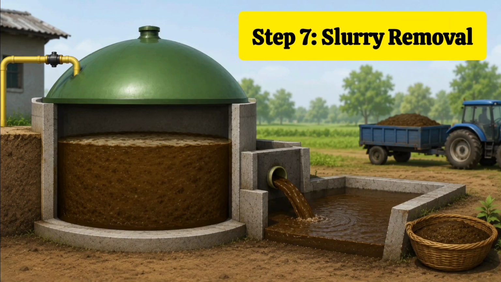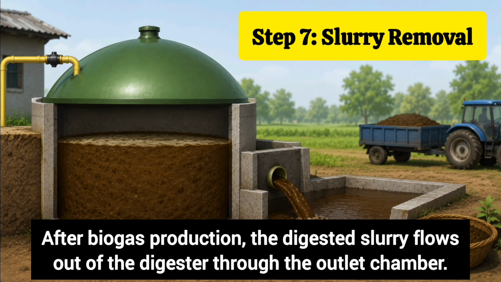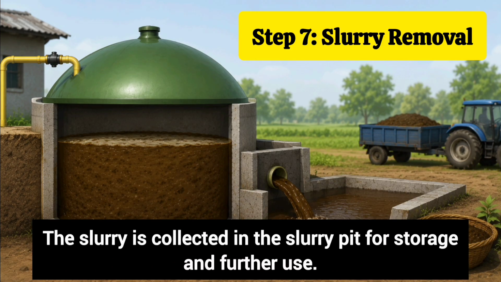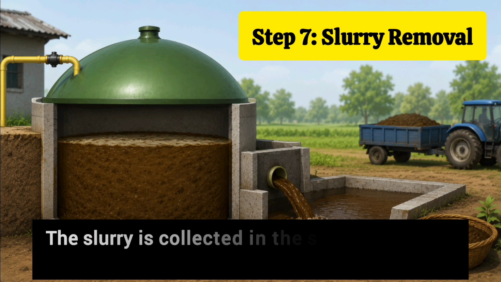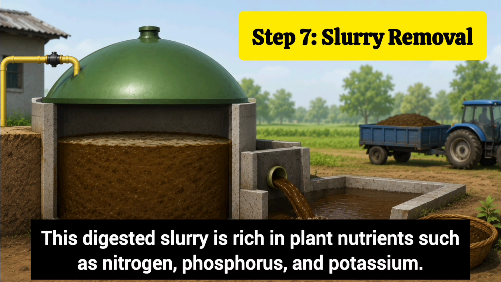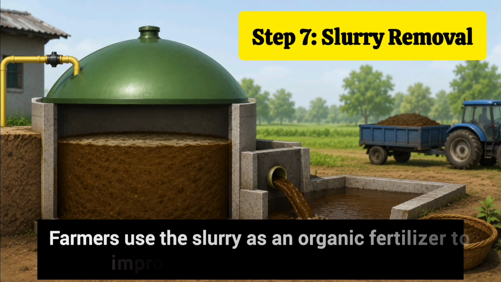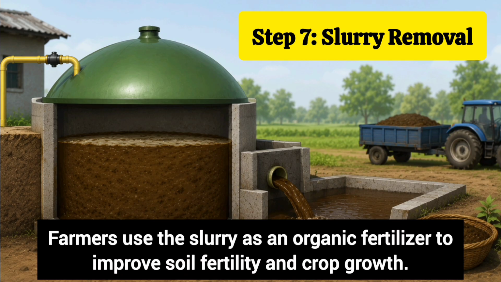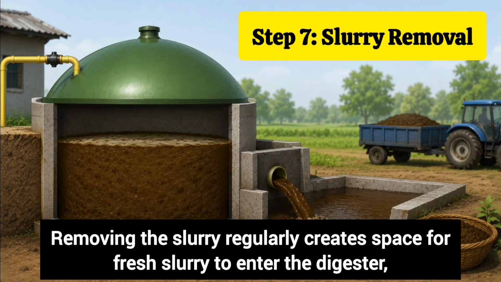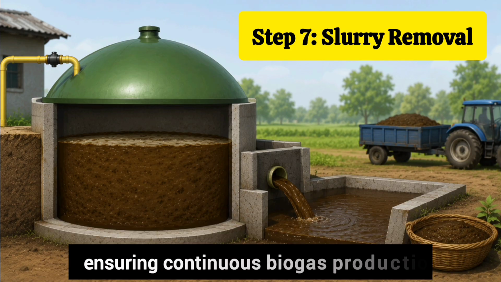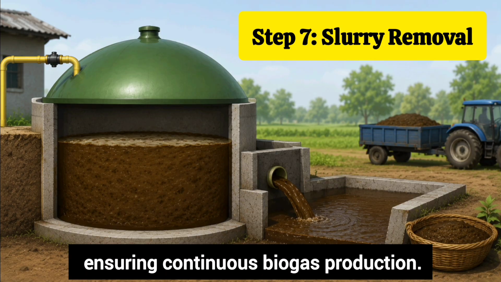Step 7, slurry removal. After biogas production, the digested slurry flows out of the digester through the outlet chamber. The slurry is collected in the slurry pit for storage and further use. This digested slurry is rich in plant nutrients such as nitrogen, phosphorus, and potassium. Farmers use the slurry as an organic fertilizer to improve soil fertility and crop growth. Removing the slurry regularly creates space for fresh slurry to enter the digester, ensuring continuous biogas production.